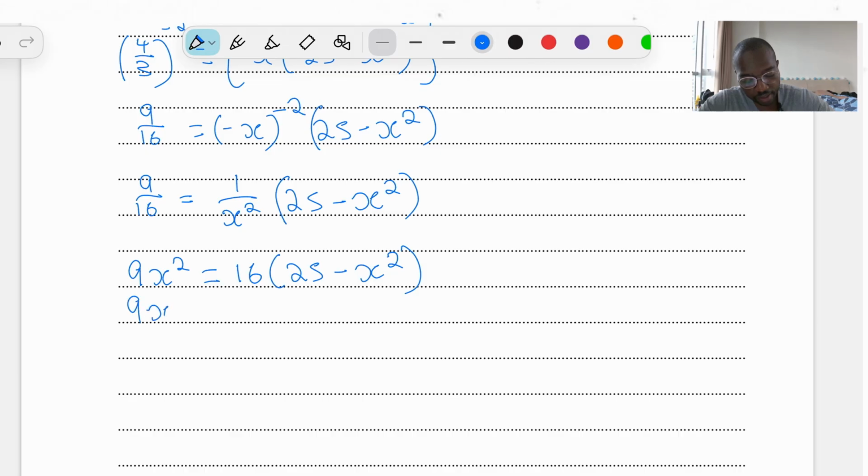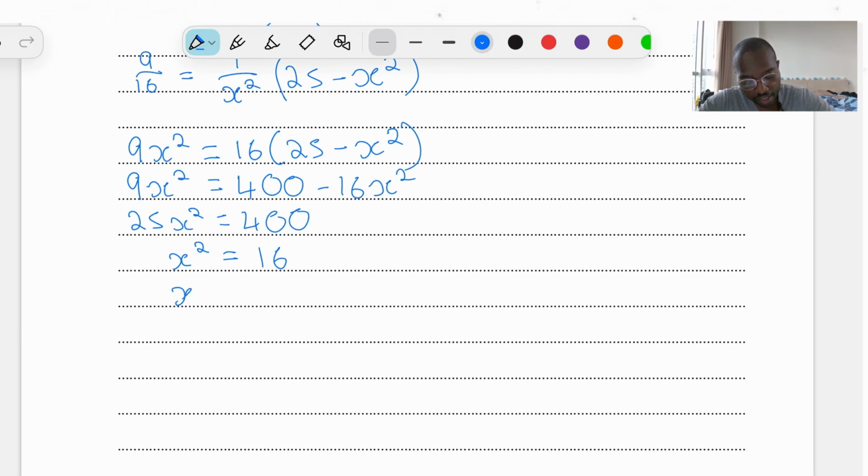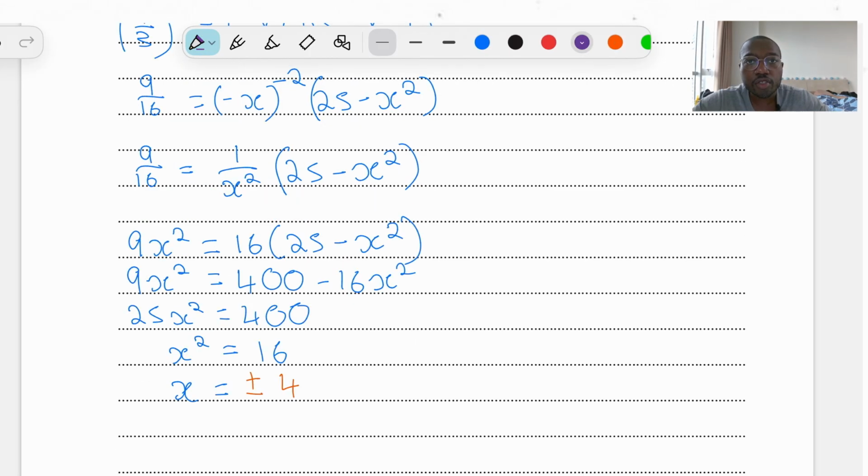So if we just expand the brackets out, 16 times 25 is 400, and then that's minus 16x squared. And then we would get 25x squared, and that's equal to 400. Then x squared, we'd just be left with 16. And then we get x as plus or minus 4. So we've got these two answers now: plus or minus 4.